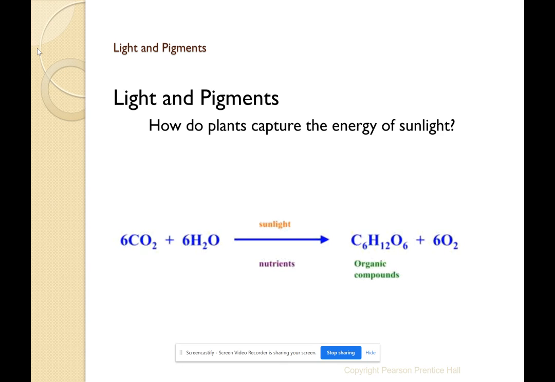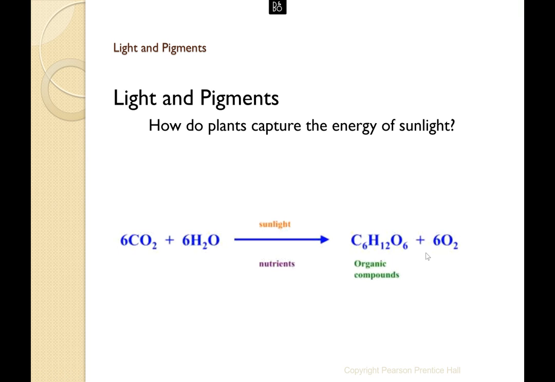And for us to start with the light reactions, we need to think about, first of all, the overall reaction of photosynthesis, which is the opposite of cellular respiration. Carbon dioxide and water in with sunlight, of course, as the energy gives you C6H12O6, which is your glucose, and oxygen, which is your waste product.